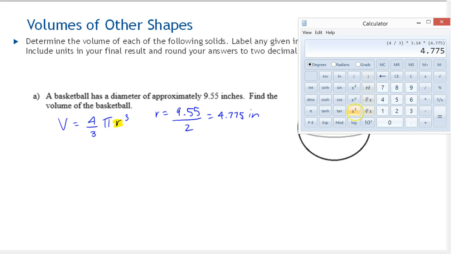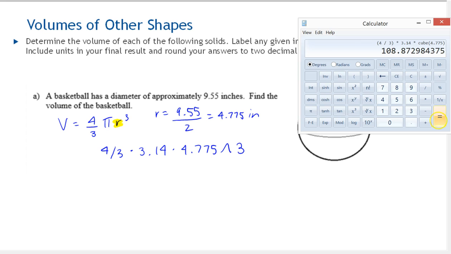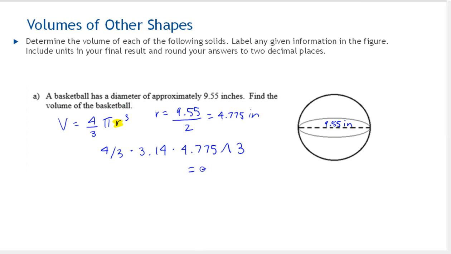4.775, and the calculator has a cube button for that, or when you put this in your calculator you can use 4 divided by 3 times 3.14 times 4.775, and you can use the caret symbol and then the number 3 to raise something to the 3rd power. Now I will hit enter and I get, rounded to 2 decimal places, 455.81, and our units are cubic inches.